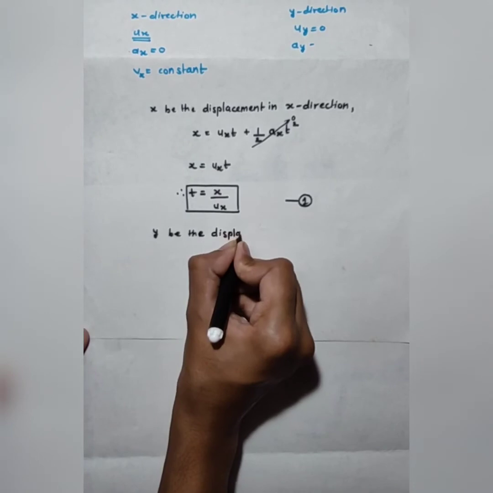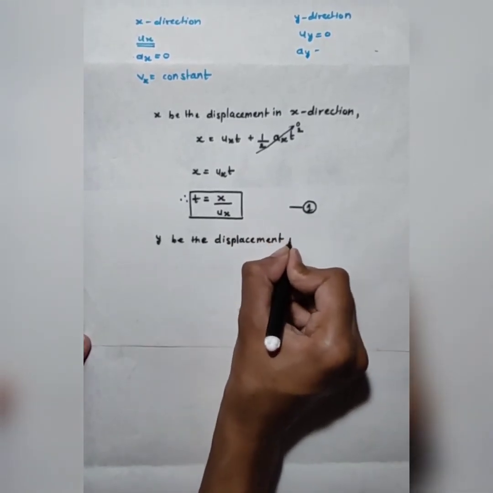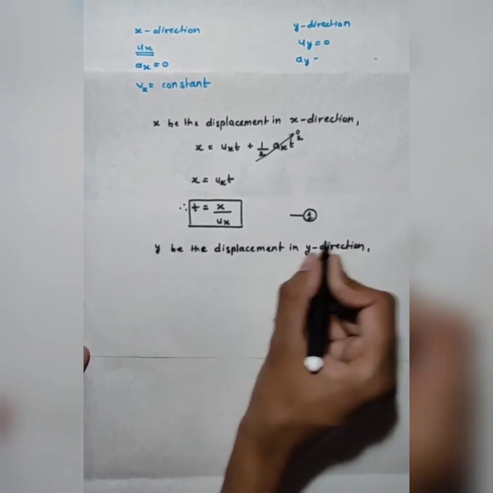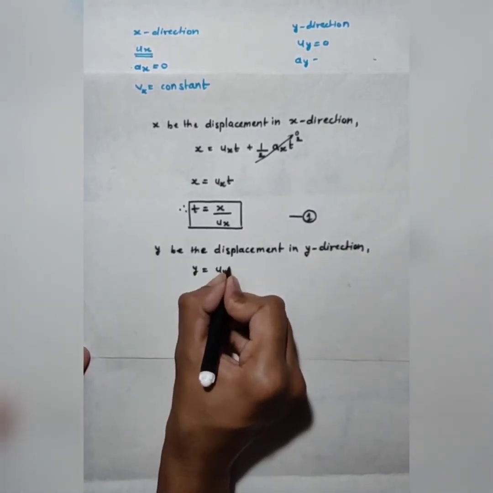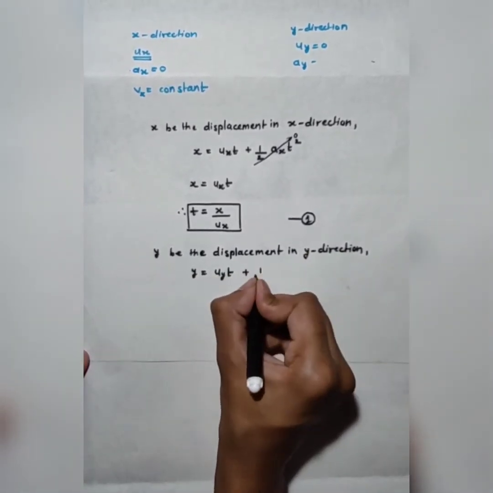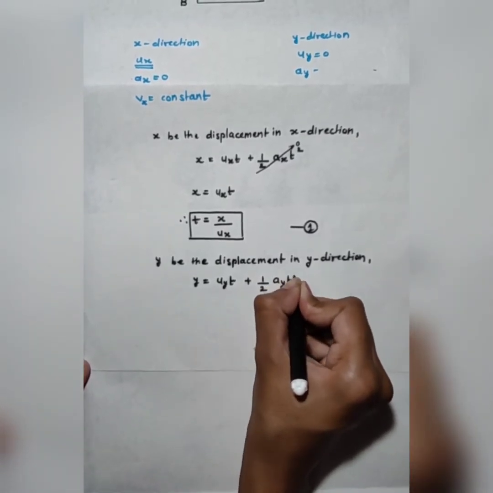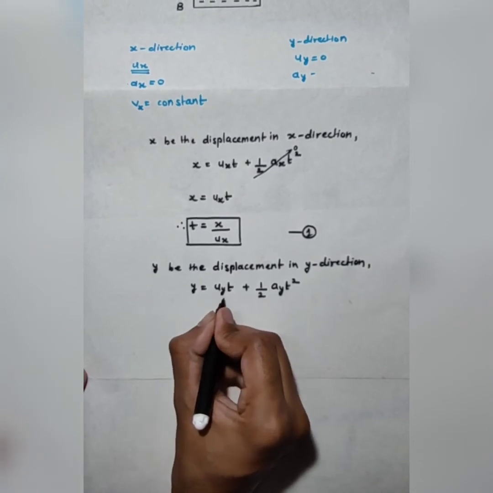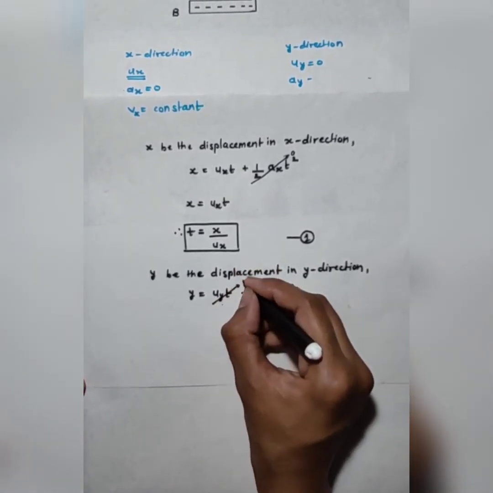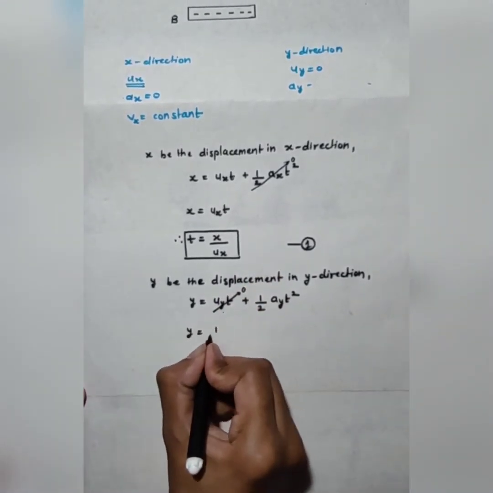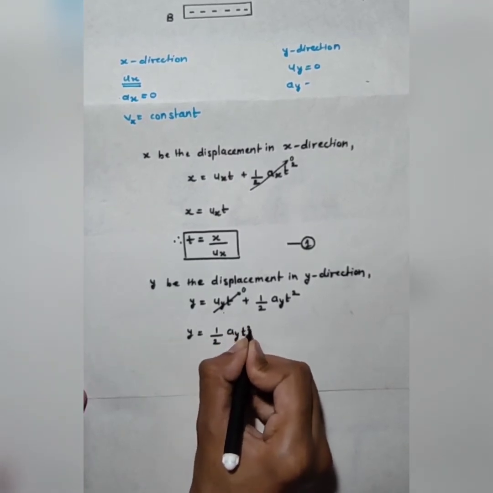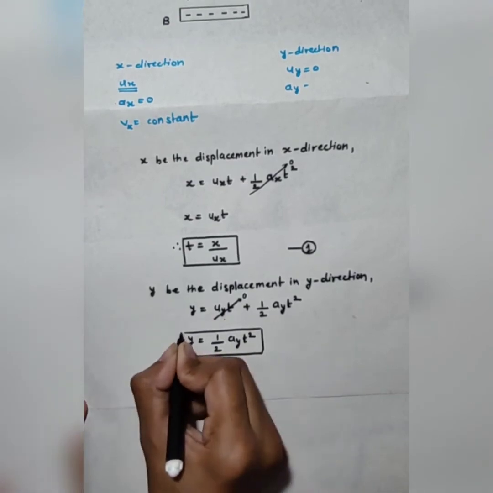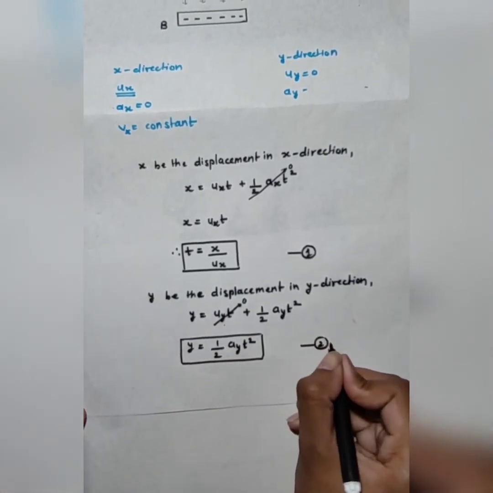Now motion of electron in y direction. Let y be the displacement in y direction, which is given by y equals uyt plus half ayt square. As we know that initial velocity in y direction is 0, this term will be 0, and we get y equals half ayt square, which is our equation number 2.